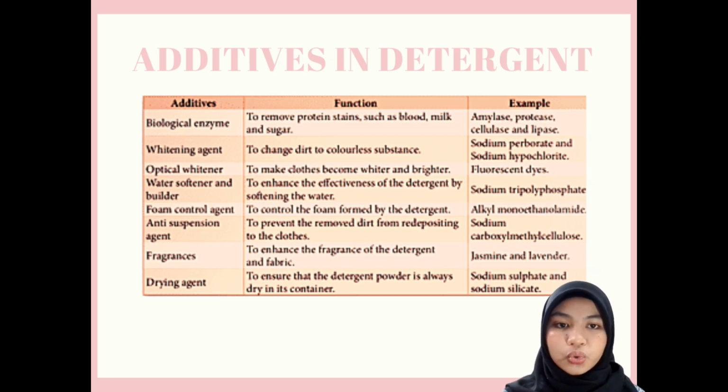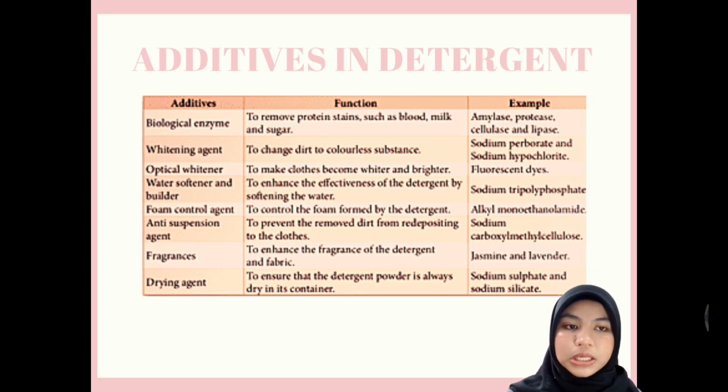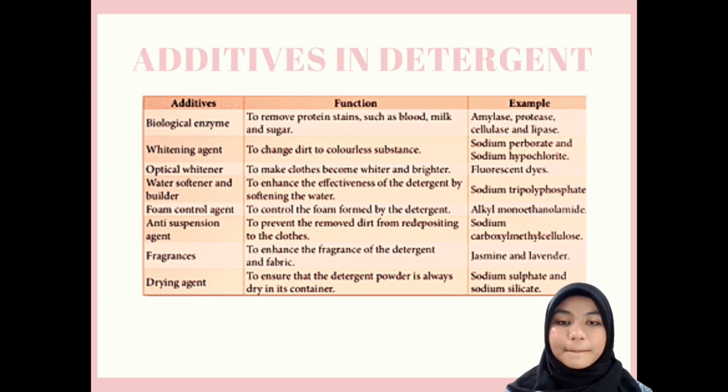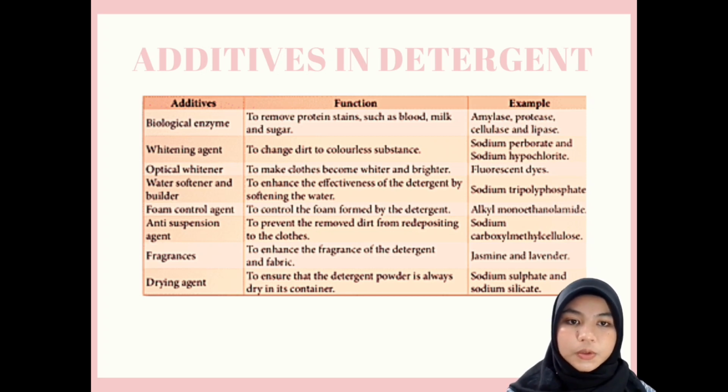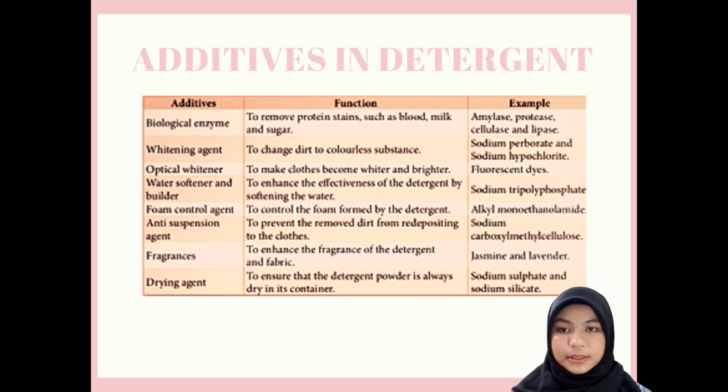Its function is to enhance the effectiveness of the detergent by softening the water. For example, sodium tripolyphosphate. Number 6, anti-suspension agent. Its function is to prevent the removed dirt from redepositing onto the clothes. For example, sodium carboxymethylcellulose. And number 7, fragrance.